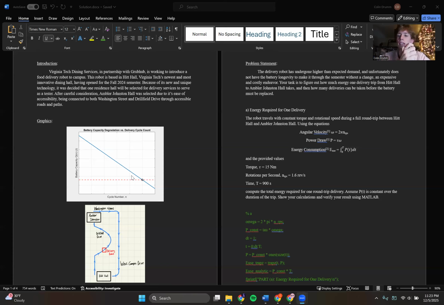To get your P of t, first you go to the power draw equation, which is just torque times angular velocity. And then for a little bit more math, we split up the angular velocity into 2 pi times the rotations per second. It's not going to be difficult at all to calculate the angular velocity. It's genuinely just multiplication, but it's something else to add.